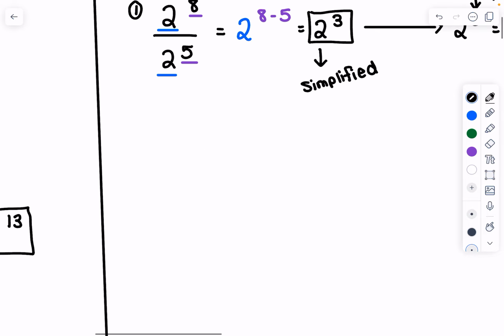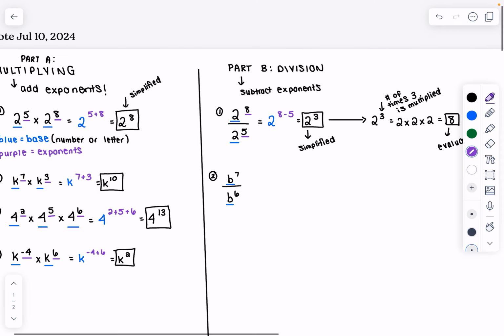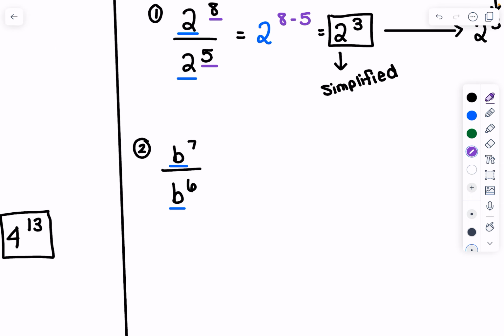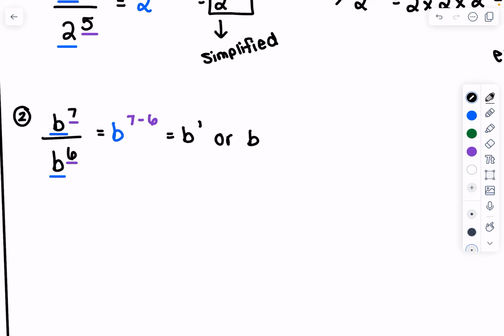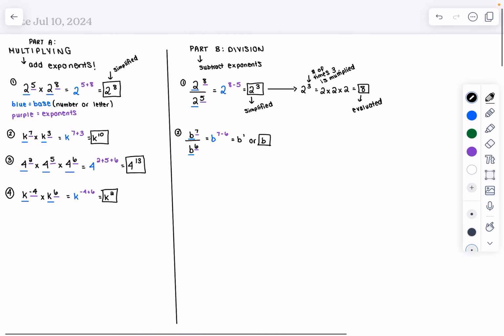Let's try some more. Let's say we had b to the power of 7 over b to the power of 6. Same thing, you have your base, it's right here. It's going to be a letter this time, but we've already dealt with a letter on the left-hand side. We know what we're doing. And then we also have exponents of 7 and 6. Exact same thing. I'm going to set my base down as b, and I'm going to subtract, so 7 minus 6. And we get b to the power of 1, or just b. Can we evaluate? No, because again, it's a letter. So we just leave it alone exactly how it is. Let's try a couple more.